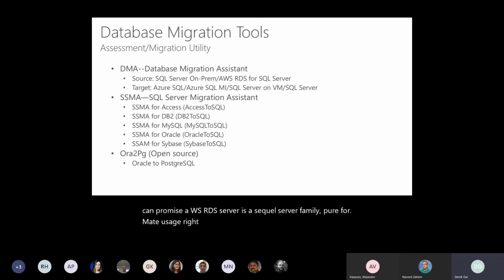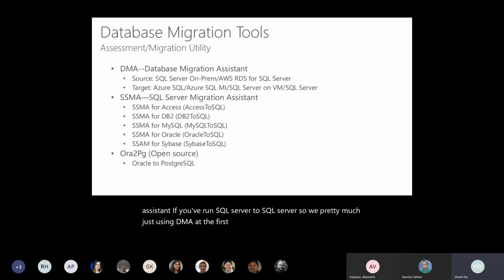The second one is covering all other things. The source will be like Access, DB2, MySQL, Oracle, Sybase. The tool we use is SQL Server Migration Assistant. The destination is very uniform, the SQL Server family. However, the source will be different. You have DB2, MySQL, Oracle, Sybase, Access. If that's the case, we use SQL Server Migration Assistant. If you go from SQL Server to SQL Server, we're pretty much just using DMA as the first step.